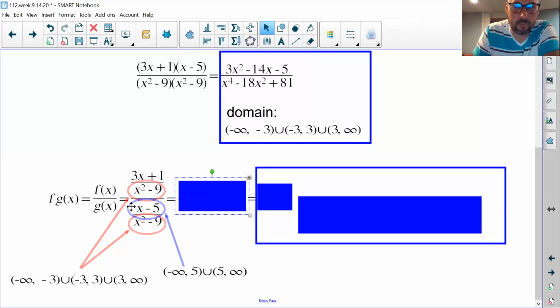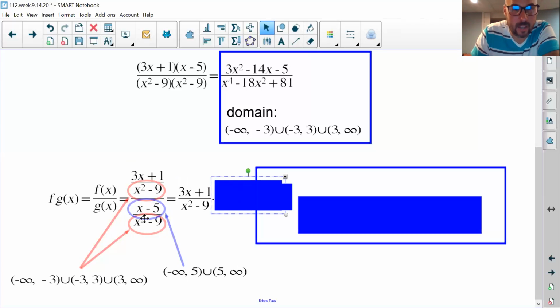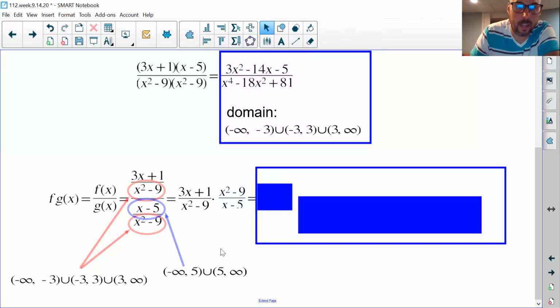So now how do I simplify this? Because you're not going to get this right if you put that into MyMathLab or on the test. Always want to simplify. Do you remember if you have a fraction divided by a fraction? You flip and multiply. You take the numerator and you change division into multiplication, and you reciprocate, you flip the divisor. So it becomes x squared minus 9 over x minus 5. And luckily for us, these x squared minus 9s cancel out rather nicely. So the whole thing is just 3x plus 1 over x minus 5.